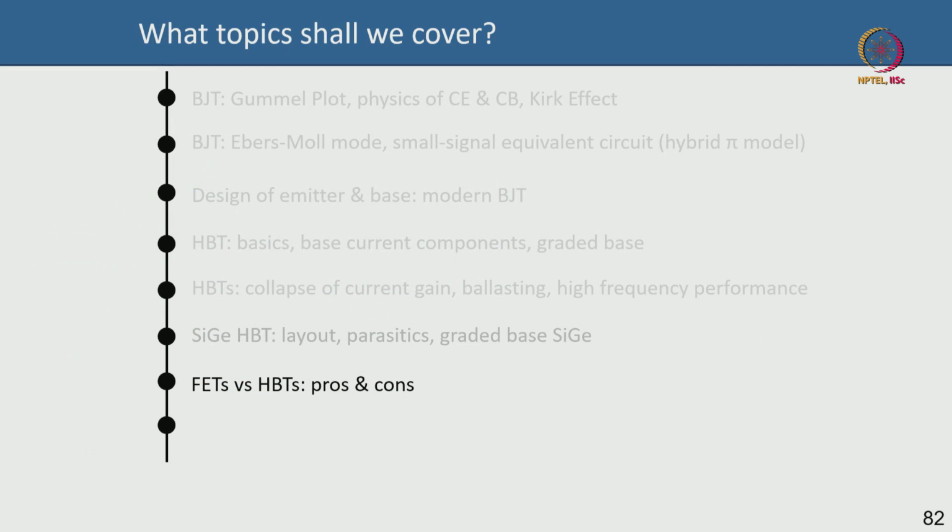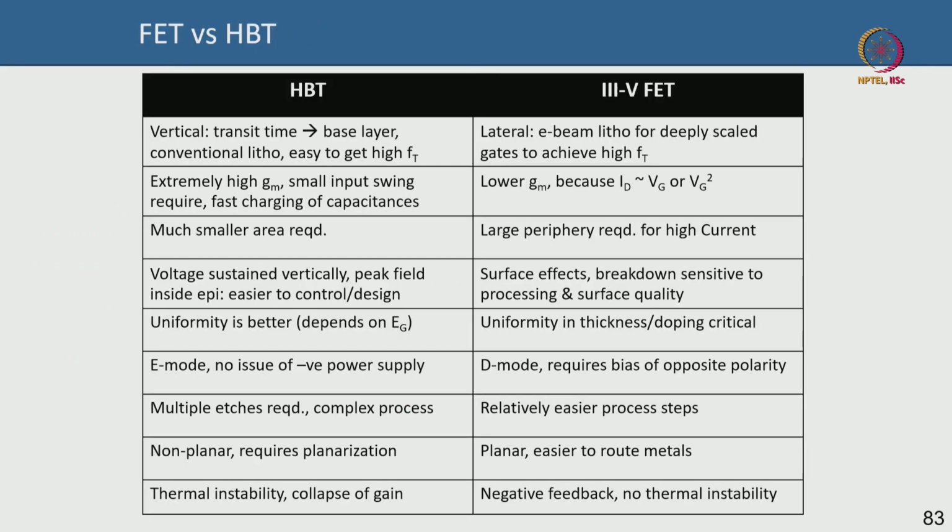So the last part is just a quick comparison between FET and BJT before we conclude this episode here. What are the main differences? Of course, HBT is a vertical device, FET is a lateral device. Typically in FET, your cutoff frequency will depend on the gate length, which depends on the lithography tool capability. However, in HBT the cutoff frequency will depend on the thickness of the base, and the thickness of the base depends on the epitaxial layer thickness, and of course the conventional lithography.